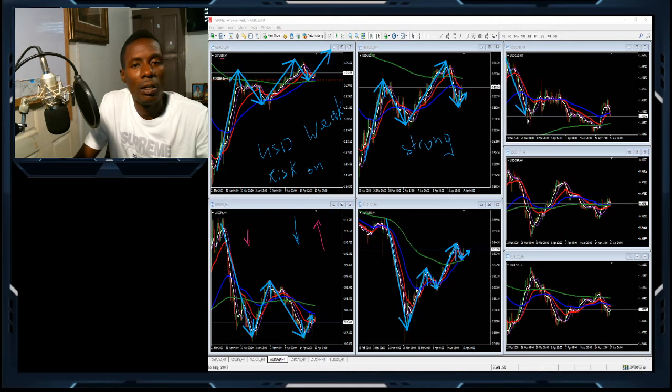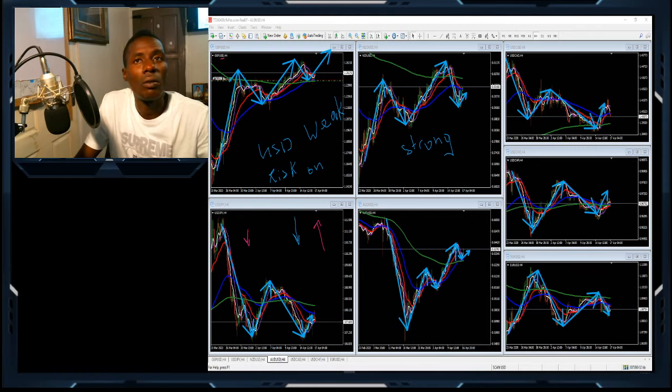On a basic level. These smaller ones, you might see it differently because the screen is a bit smaller. Euro dollar. Cool.